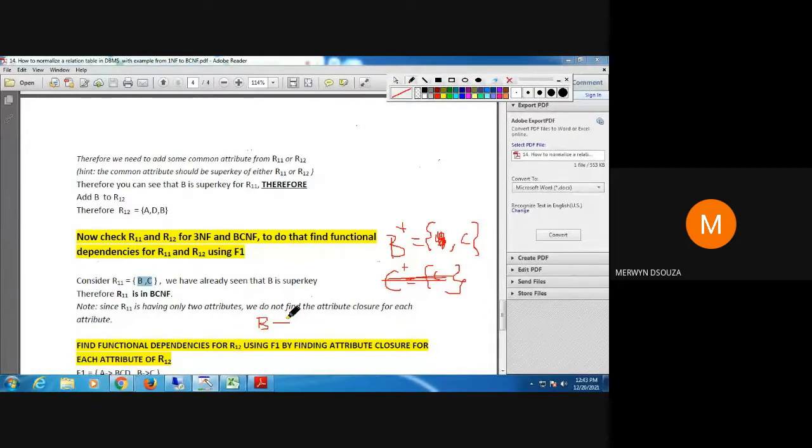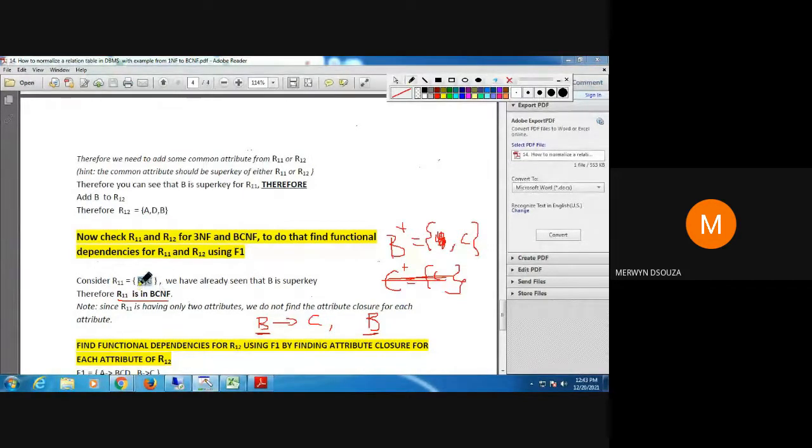B determines C. You can find the candidate key for that. The candidate key will be B only. Therefore, once you find that B is the candidate key, obviously the left hand side is a super key. So you will conclude that R11 is in BCNF. You will directly conclude that R11 is in BCNF.